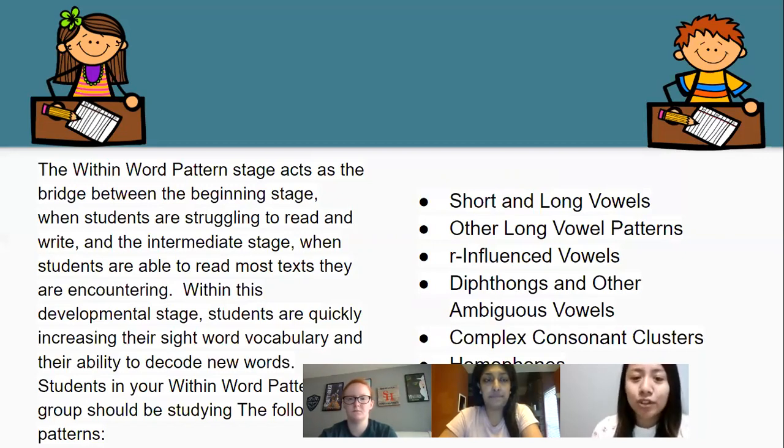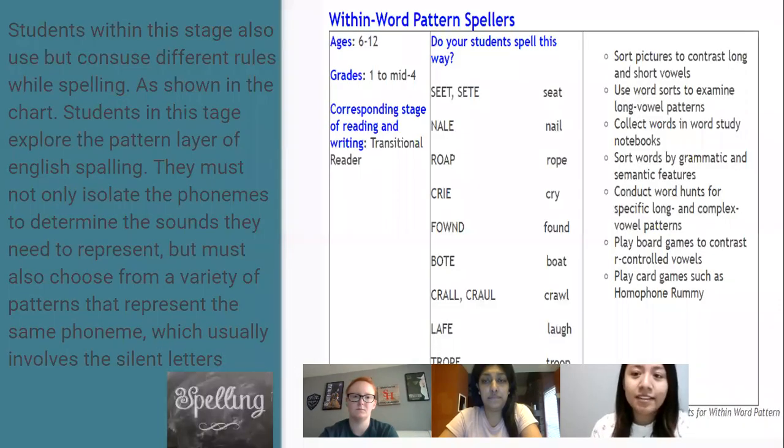We have short and long vowel patterns, other long vowel patterns, influence vowels, diphthongs, and other ambiguous vowels, complex consonant clusters, homophones, and homonyms. And we have our next slide. This is just an example of how the within word pattern kiddos spell, and they range between age 6 to 12, grades 1 through 4.